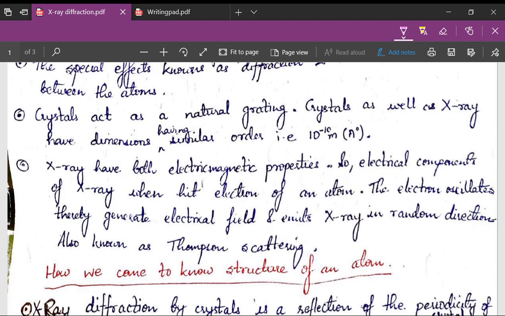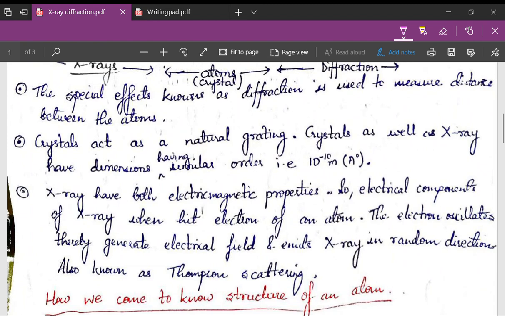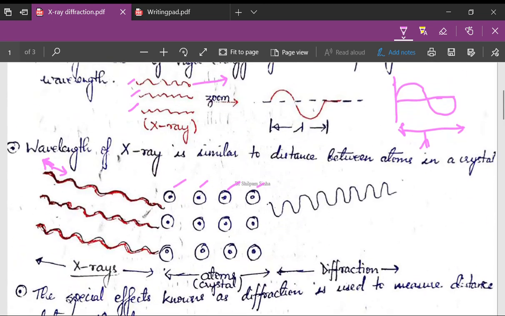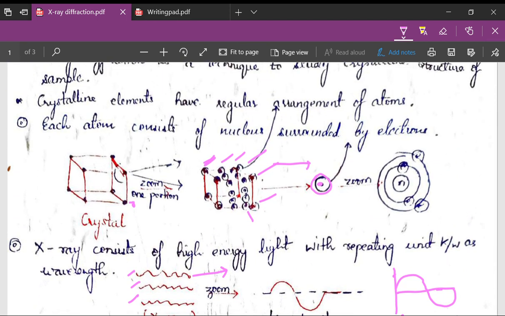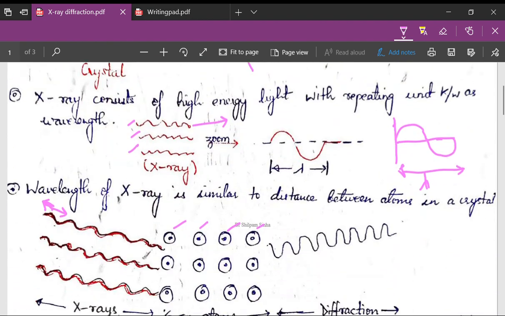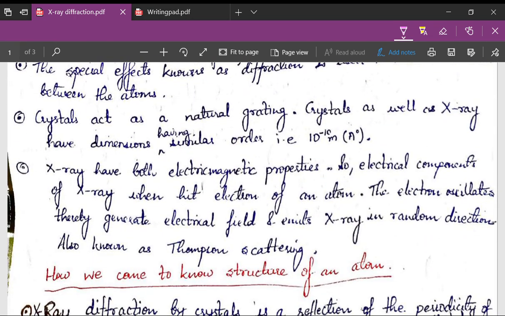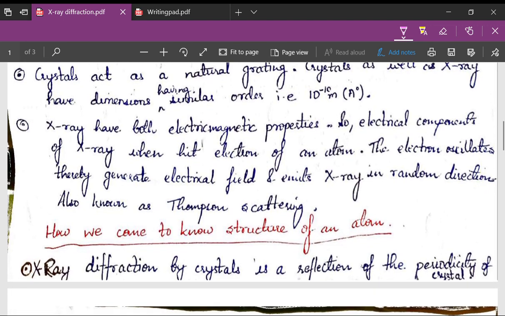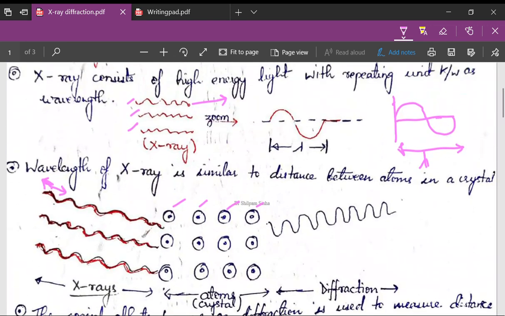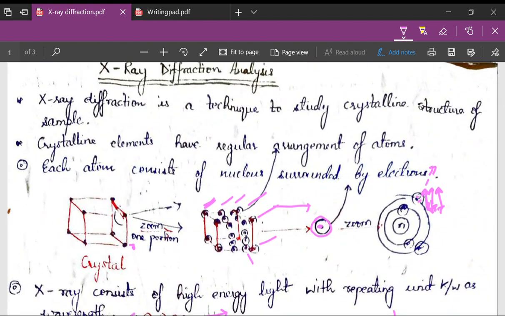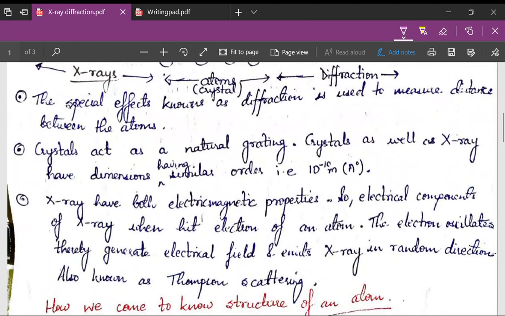X-ray shows property of electromagnetic radiation. So the electrical component of the X-ray, when it hits the electron of an atom, makes the electron oscillate in its position, thereby generating an electrical field, and it emits X-ray in random direction, and this phenomenon is known as Thomson scattering.